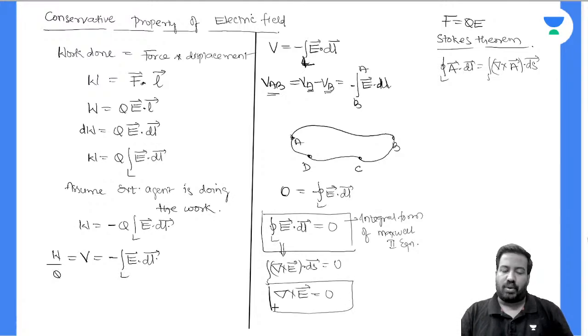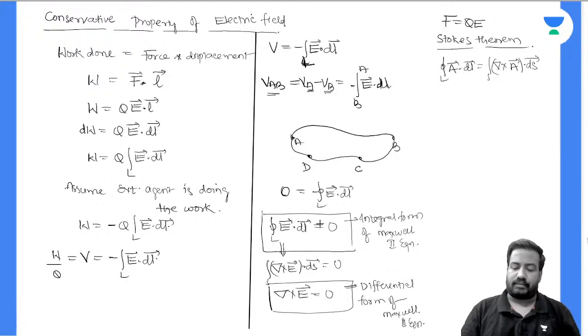Curl of E is 0. E is irrotational. Rotation of E is 0. Therefore, we can say that static electric field is irrotational. This is called differential form of Maxwell second equation. Differential form of Maxwell second equation. Got it?